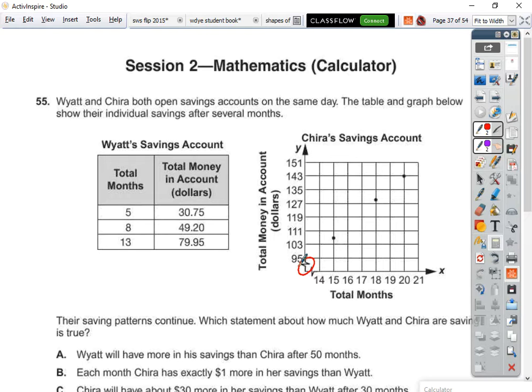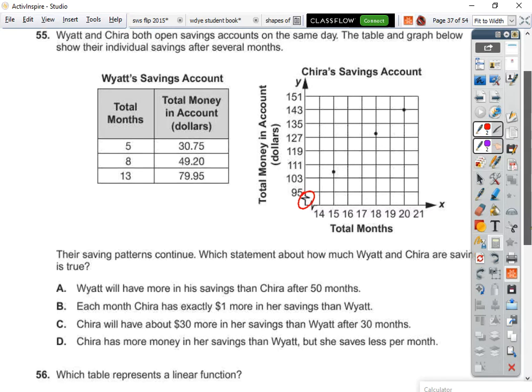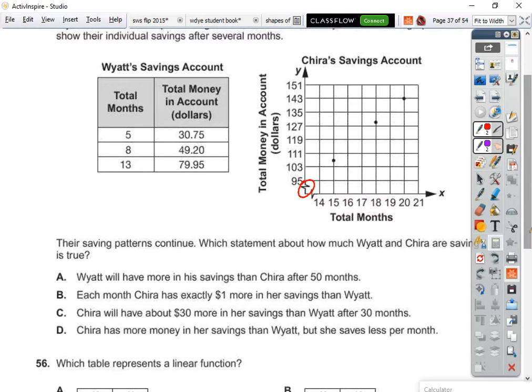to make the equation, because your y-intercept will be funky. All right. Their savings patterns continue. Which statement about how much Wyatt and Kira are saving is true? Alright, and looking at the answers, let's see if clues are what they want.